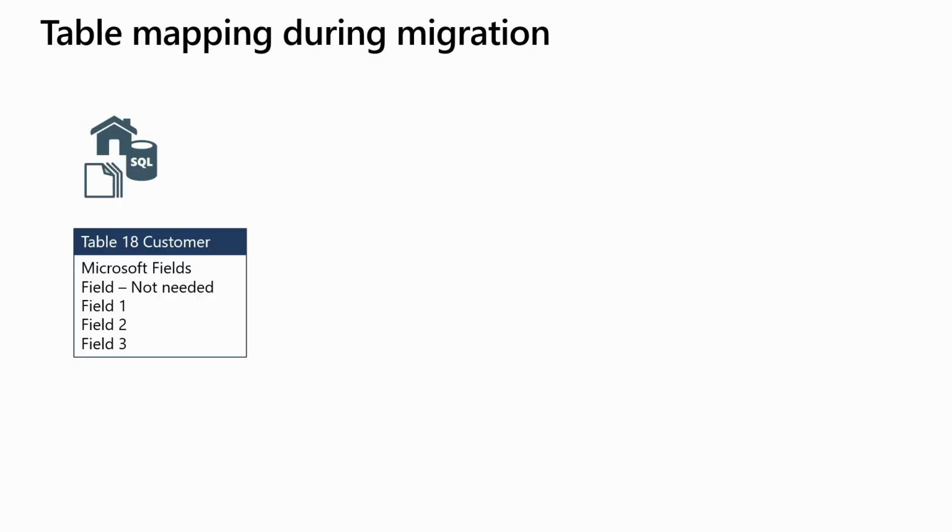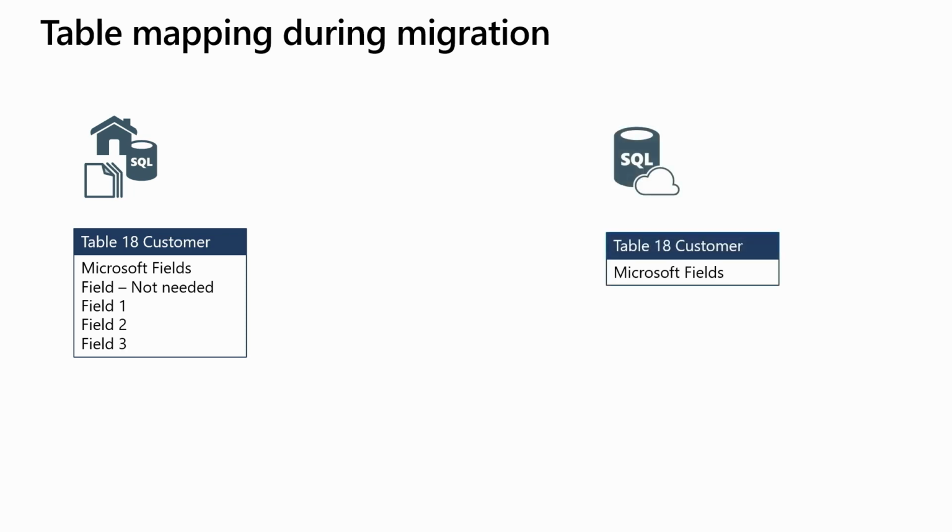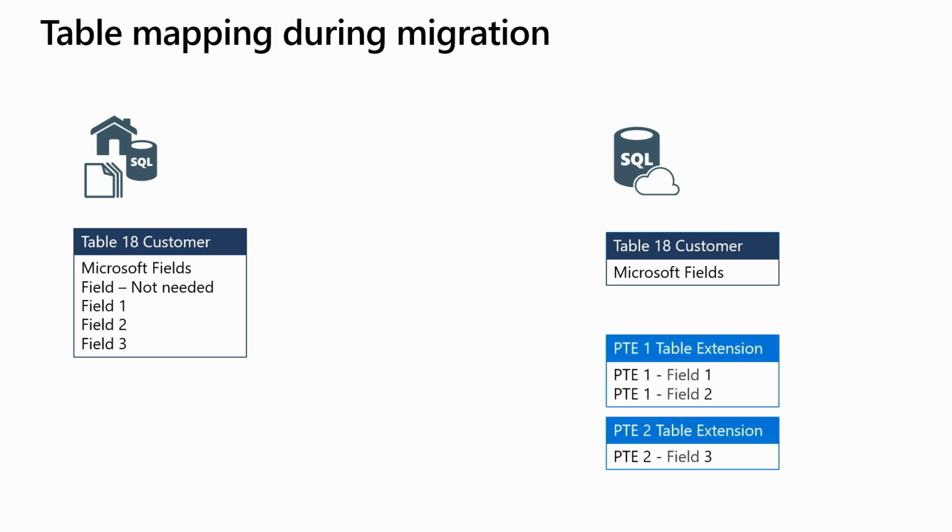So in this case, if we have the on-prem table, which is customer, which was customized, and here we have Microsoft fields. We have some customized fields that we do not need, and we want to leave them in the on-prem database. And we have field 1, 2, and 3 that we want to move to SaaS. As we know, in SaaS, it's not possible to customize the tables. All of the customizations need to be moved into the table extensions. So for this example, let's say that we want to move the first 2 fields to PT1 and the third field to PT2.